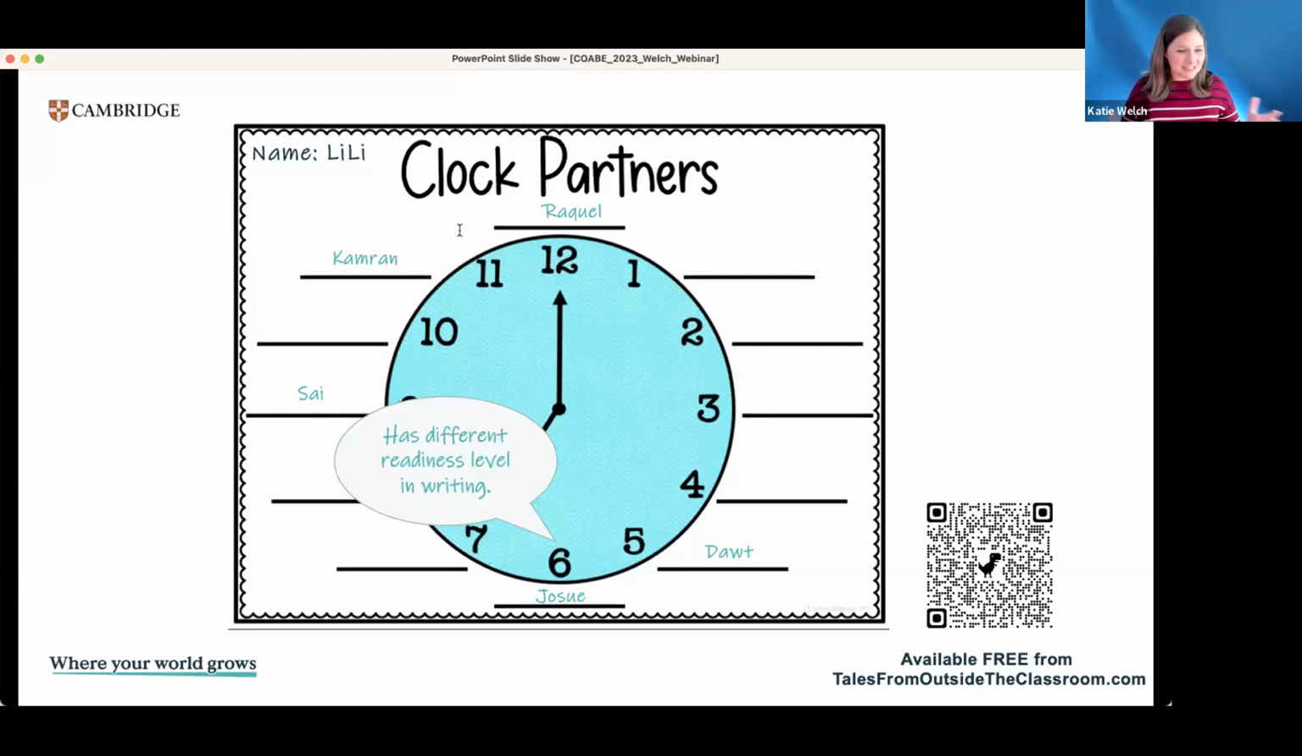But our 6 o'clock partner for Lily is going to be Josue, because I know that Josue is really strong in writing, and I know that Lily is still struggling in writing, and I know that they're going to work well together, because maybe Lily can orally say what she's wanting, and Josue can be the scribe. Maybe that's what I need for that particular situation.